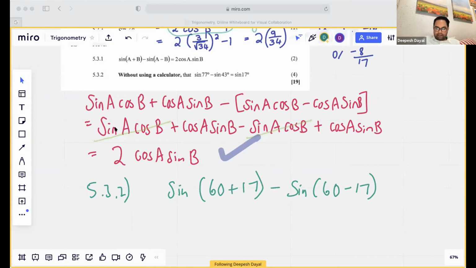We need to see how can we use special angles here, because we need to try and make it look like the first one. See what was happening in the first one? We need to make it look similar to that. So we need to look for special angles and see how do we convert this one here, the 77 and the 43, how do we convert it to this? Okay, so how do we convert it to sine A plus B and sine A minus B?